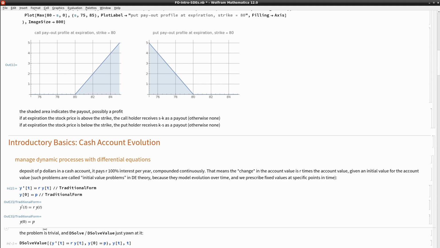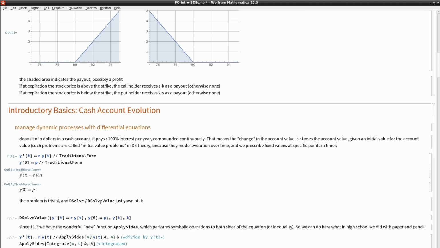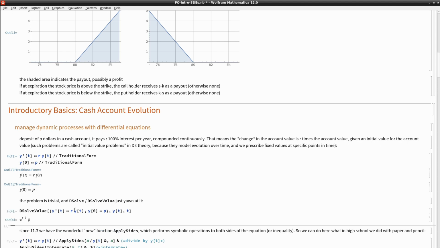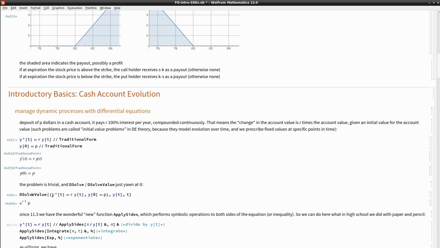Okay, the problem as such is so simple, it's so trivial, we can do it by hand, or we can use DSolve or DSolveValue. They just yawn at it in the Mathematica kernel. So we can just use DSolveValue, we give it the equation y prime of t equals r times y of t. We give it the initial value, we're interested in y of t. So here we're saying we want y to be a function of time, and the independent variable is t, and we're getting the solution P times e raised to the power of rt.